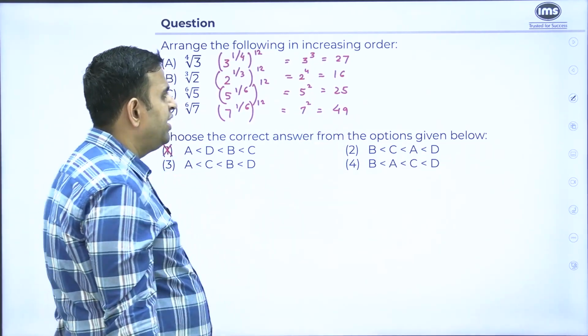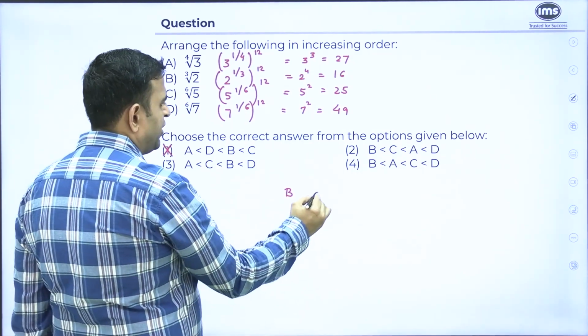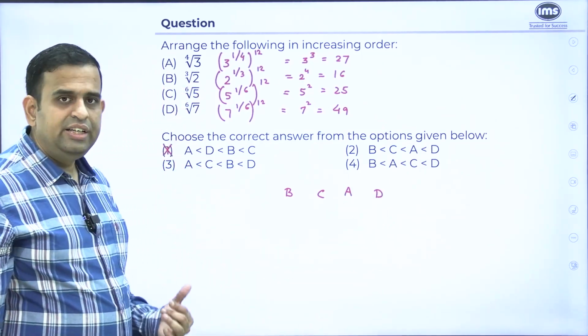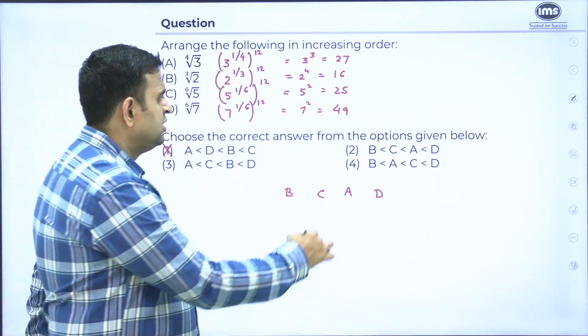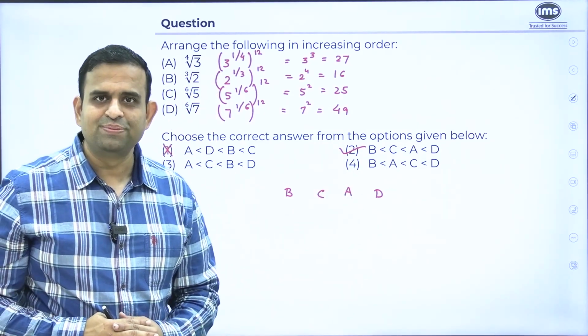So one can see over here among these, the smallest is going to be B, followed by C, then A, and then D. So B, C, A, D, and if I look at the options, I should mark option number 2 as the answer for this particular problem.